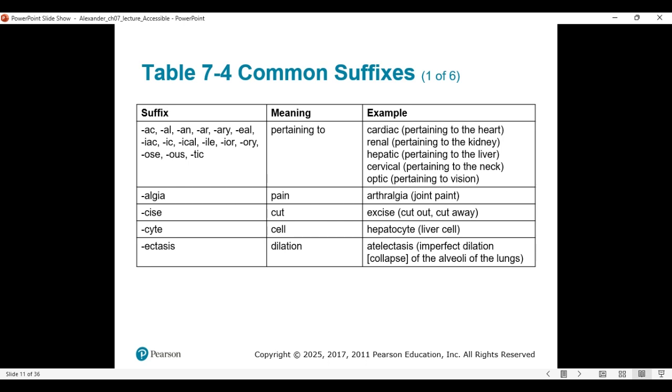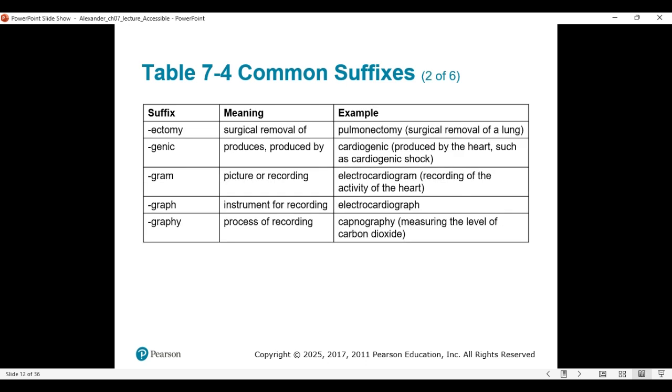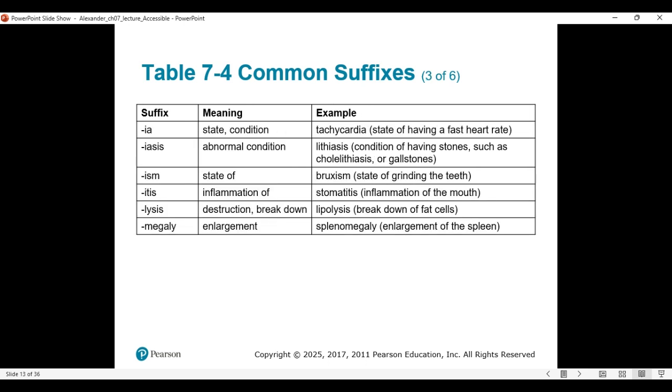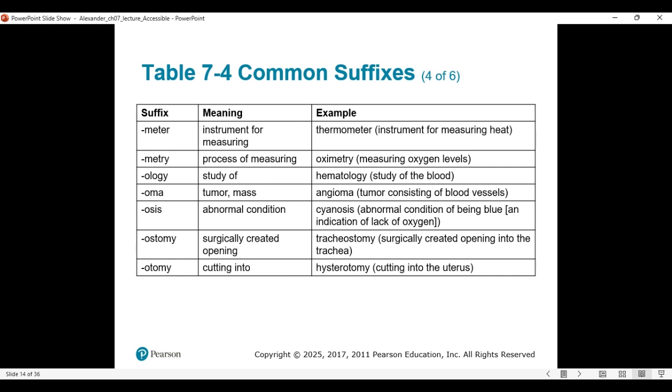Common suffixes. There's a bunch of them. Just look them over. We're not going to go through them too much. You can look at these on your own because there's a bunch of them. A lot of them you already know, right?